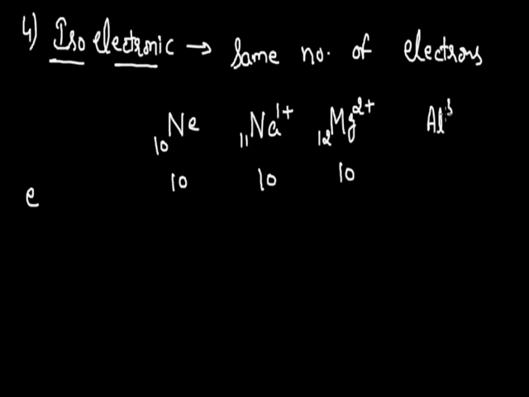Now same as this, if I write the formula of the aluminium cation or the fluoride anion, or the oxide anion or the nitride anion, all of these have the same number of electrons, and the value is 10. And since they have the same number of electrons, these can be taken as isoelectronic species.